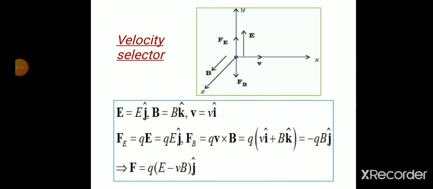The net force F is given by F is equivalent to qE j minus qvB j, which is equivalent to q into (E minus vB) into unit vector j.